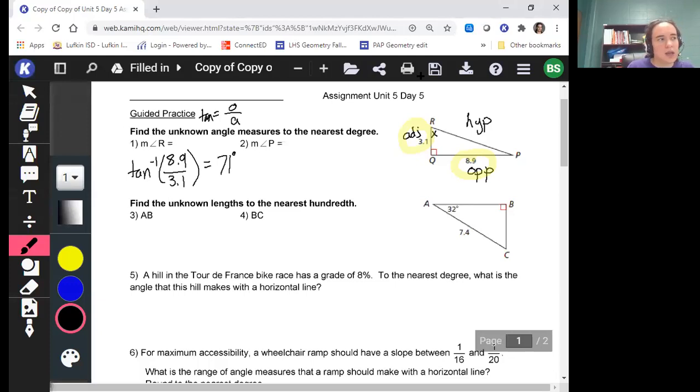Okay, then we take what we got for the last problem, add it to 90, and then subtract that from 180. And we get 19 degrees for the measure of angle P.